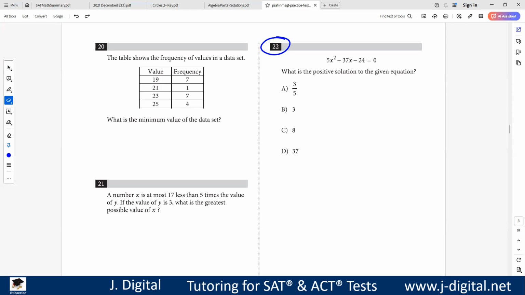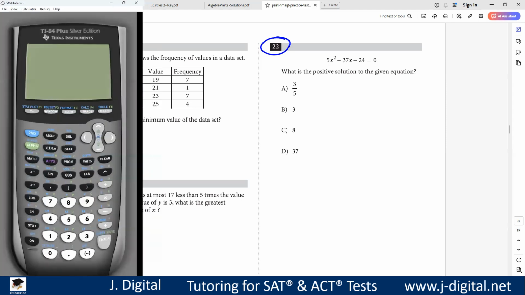Now, another way to solve it is to just plug in the answer choices and see which one results in a value of 0. Okay, go to my calculator. Eventually we get to the letter C and put in 8. And you see 5 times 8 squared minus 37 times 8 minus 24 gives you 0.